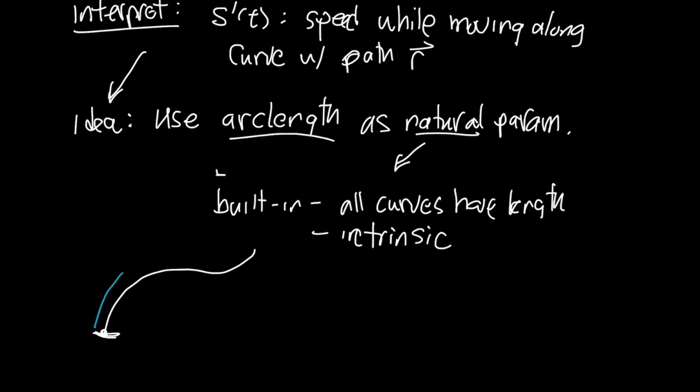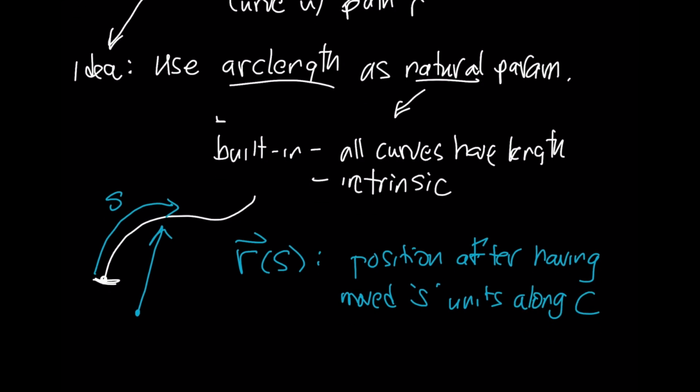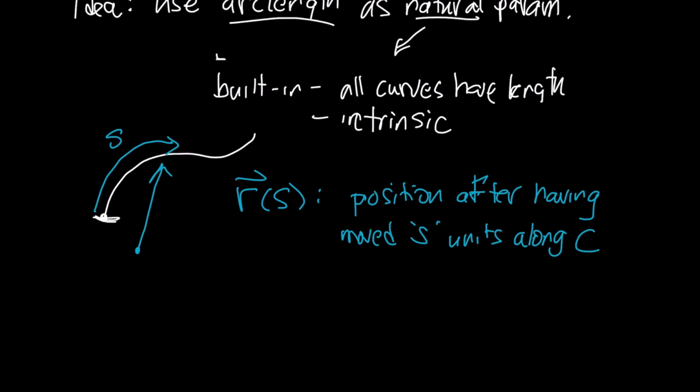And then when I talk about writing r of s, that means the position after having moved s units along the curve. And that's a little bit of a difference. When we had r of t before, it was the position after having moved for a certain amount of time. Well, when I do an arc length parameterization, the interpretation is the position after having moved this far along the curve.